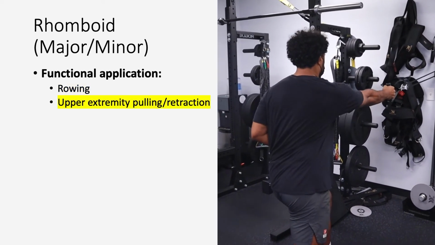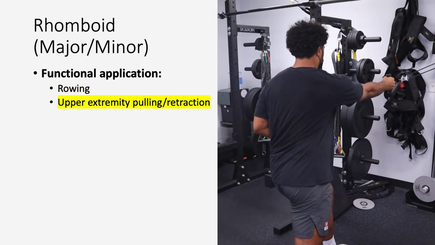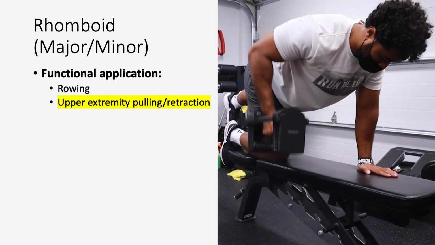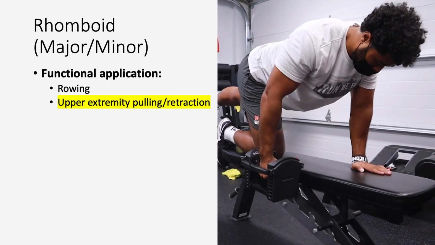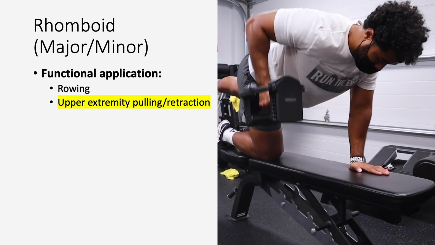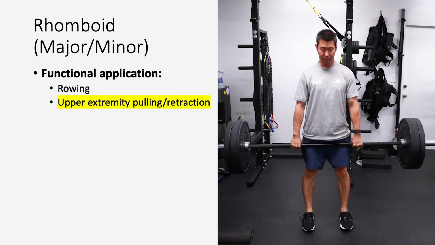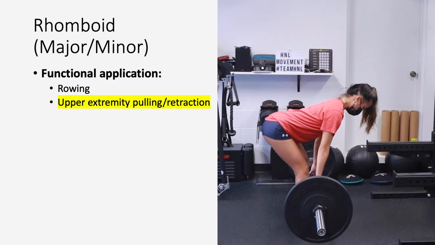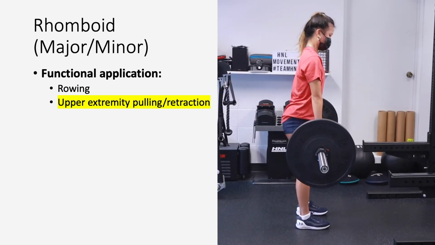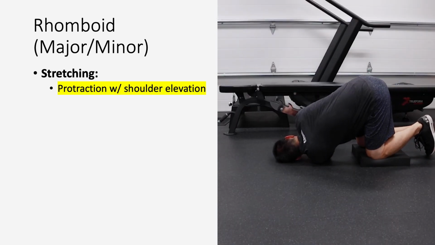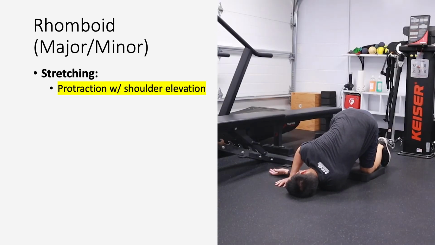A lot of upper extremity pulling and retraction exercises, anything from cable rows to barbell or dumbbell rows, but also anything where you're holding weight in your hand when you're in a hip hinge type of fashion, like deadlifting, beginning parts of powerlifting, cleans. The rhomboids are going to help to create a lot of scapular stability along with your trapezius muscle. To stretch your rhomboids, you're typically going into extreme protraction and slight upward elevation.